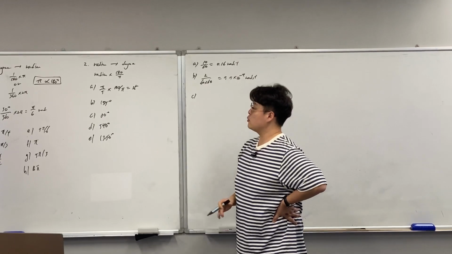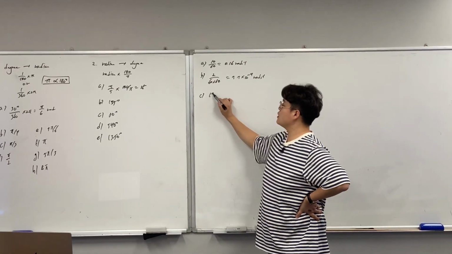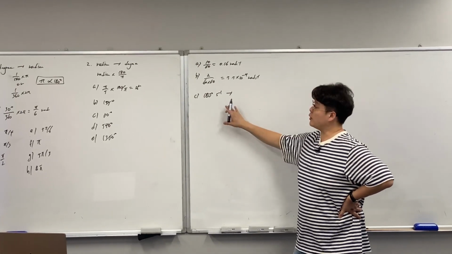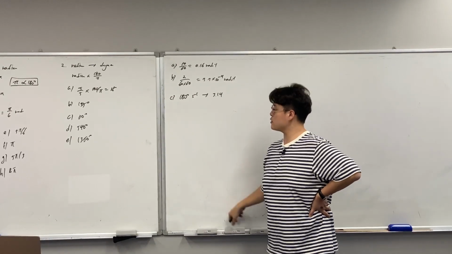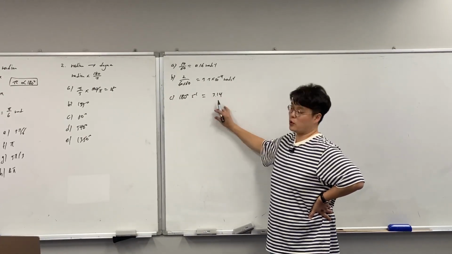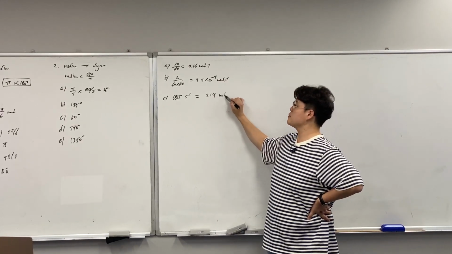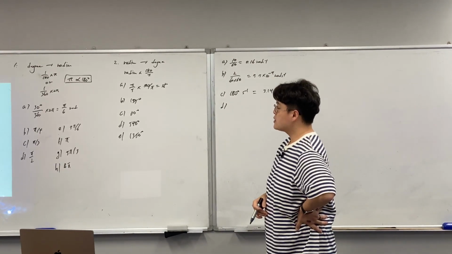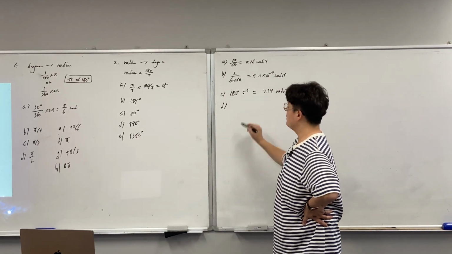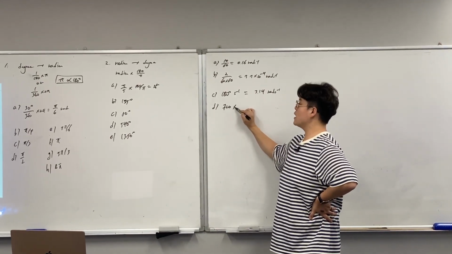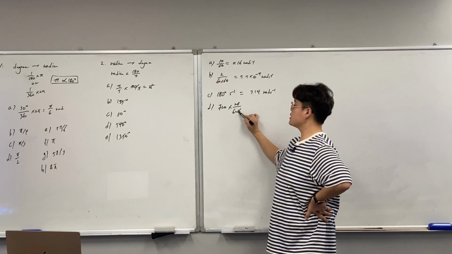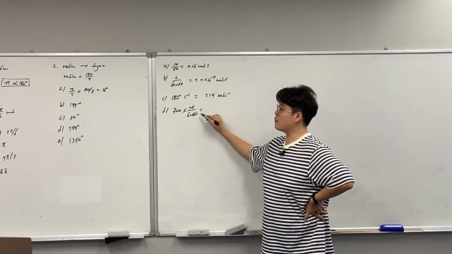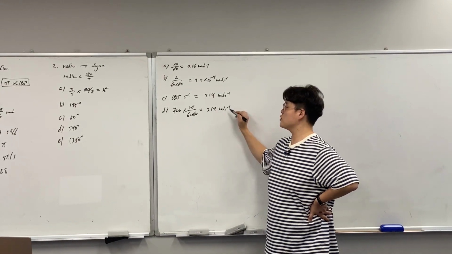C is basically 180 degrees per second, which means it's converted into radians straight away, so you get 3.14 radians per second, using that method again. D is 720 degrees per minute. That's equivalent to 720 times 2 pi divided by 60 times 60, per minute, so it's giving you 4 pi. That's 3.14 radian per second as well.